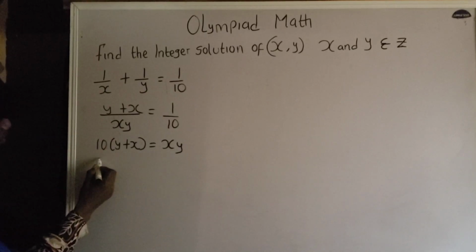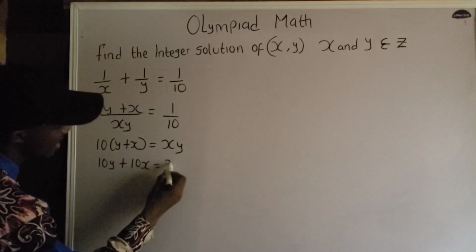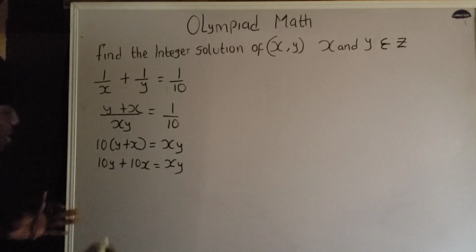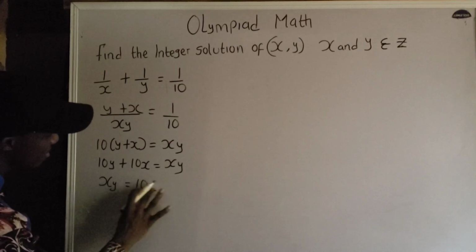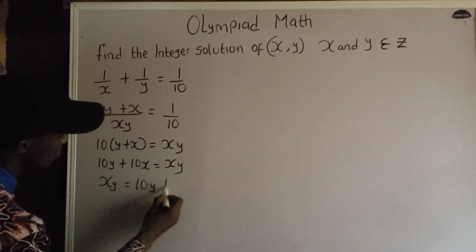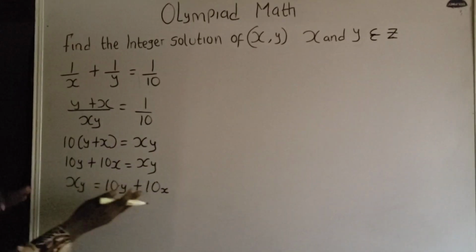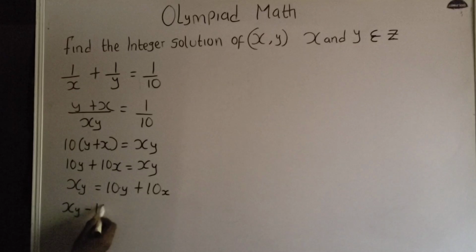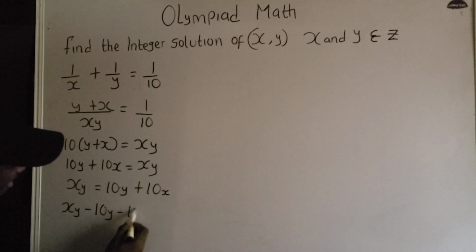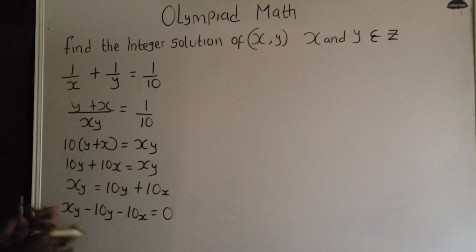So if you open this bracket, I'm going to have 10y plus 10x equals xy. You understand? So this can also be written as xy equals 10y plus 10x. I just brought this and I bring this back. So bring the right hand side of this equation to the left hand side. So I'm going to have xy minus 10y minus 10x equals 0.